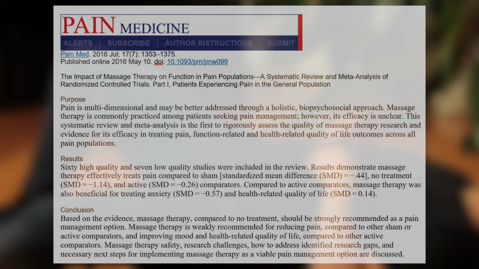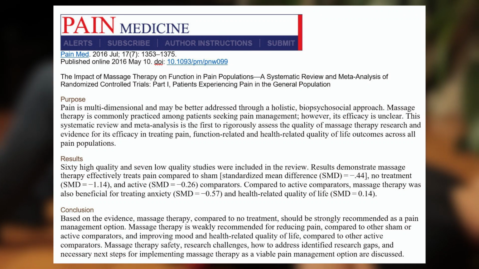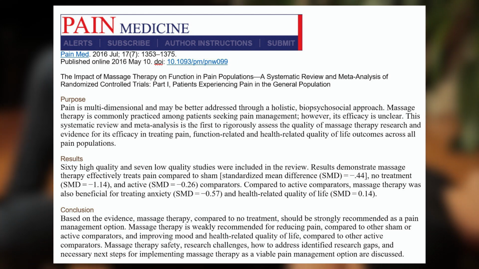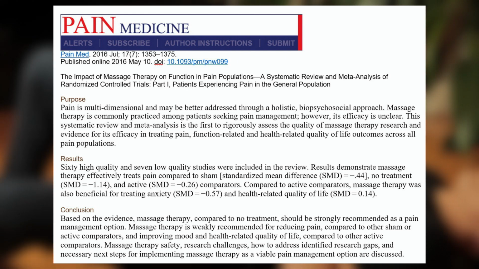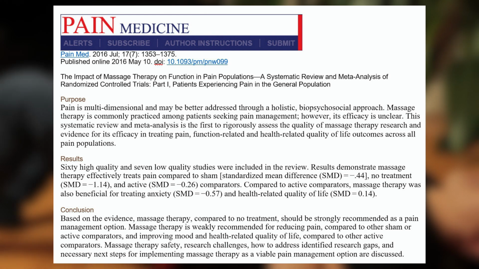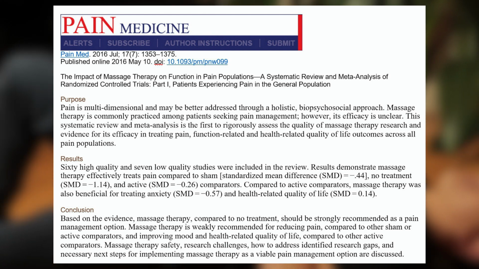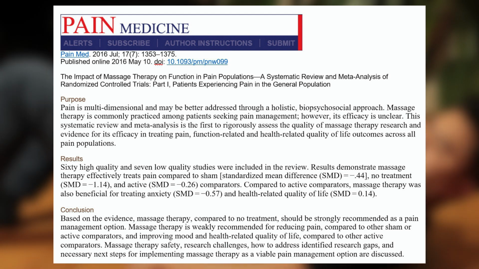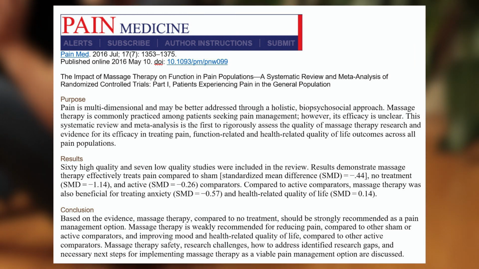A research paper was published in 2016 in the Journal of Pain Medicine on how massage therapy impacted function in people experiencing pain. Based on the outcome, it showed that massage therapy was very effective compared to placebo treatments, and even proved that it helped with anxiety as well.